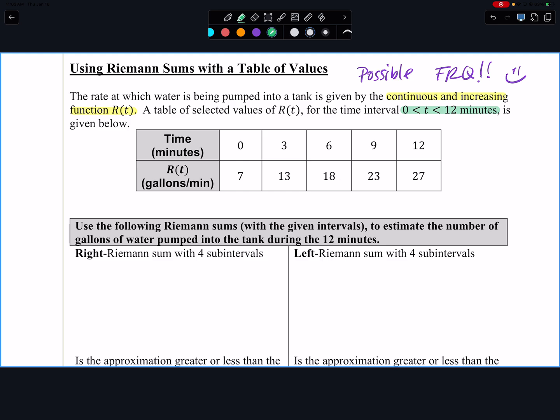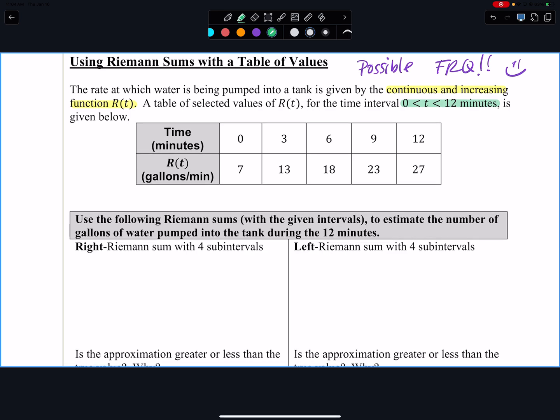Okay, the only difference here, guys, is you have a table instead of a graph. You don't have to graph this. You just have to think about what it's saying. So it says use the following Riemann sums to estimate the number of gallons of water pumped into the tank during the 12 minutes. Okay? So we are finding the area under the curve, right? Using a Riemann sum. You guys with me?